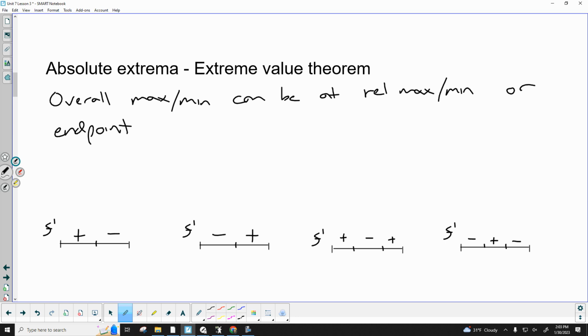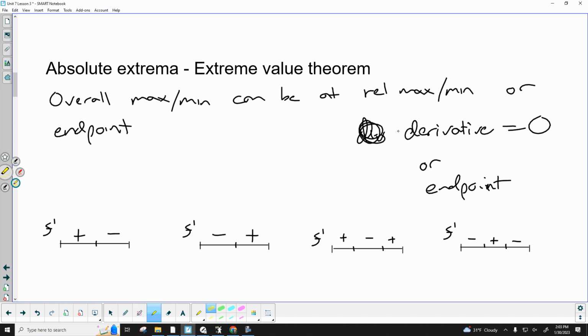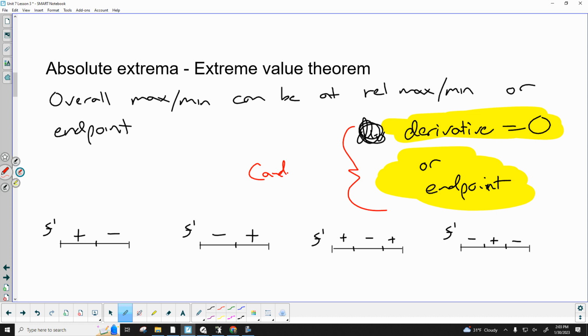When do we have relative maxes and mins? When we take our derivative and we set it equal to 0. So if you're given a closed interval, you ask for maxes and mins, here are your candidates. We call these candidates, and from the extreme value theorem comes like candidates test. Like what could be an overall max? Well, the candidates for an overall max are when my derivative equals 0 or an endpoint.